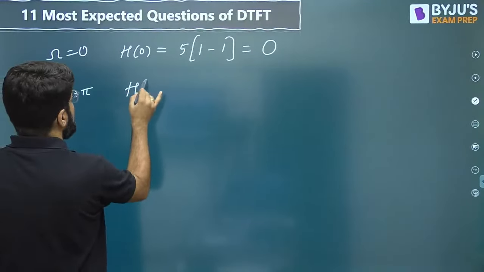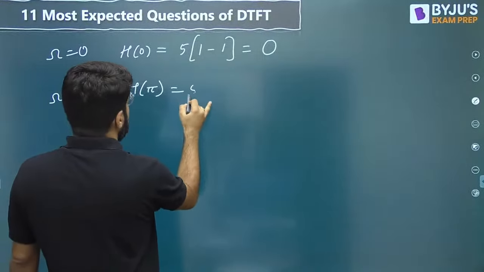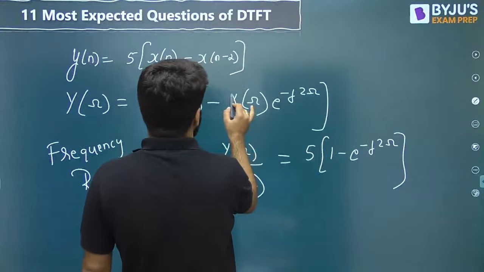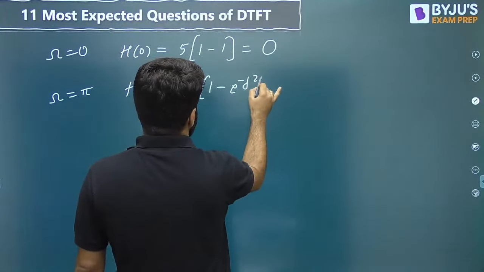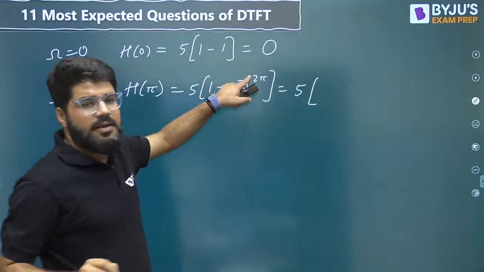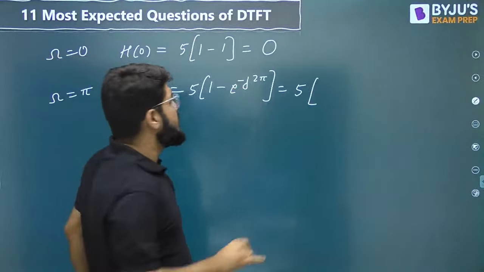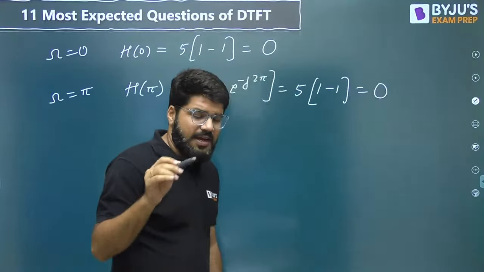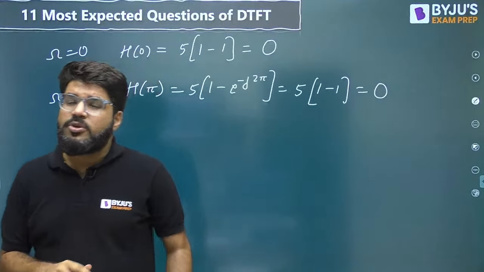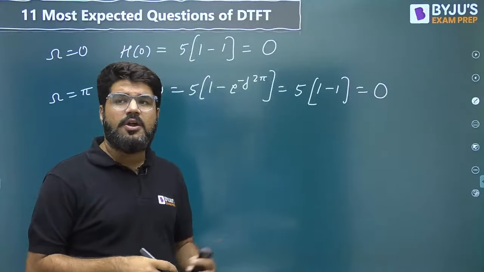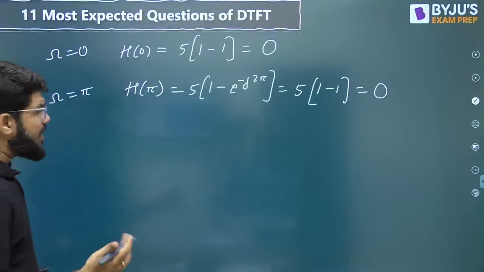Omega equal to pi. H of pi is 5 into 1 minus e power, omega replaced by pi, so e power minus j2 pi, which is equal to e power j2 pi, even power, n value even, so this is also 1, so 1 minus 1 is 0. Oh my god, the gain at the high frequency is also 0. So it is neither a low pass nor a high pass. So what type of filter is it?